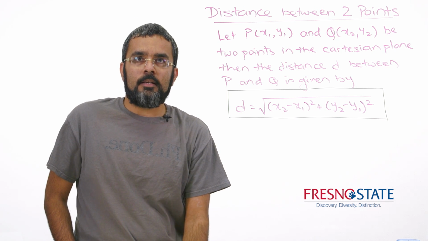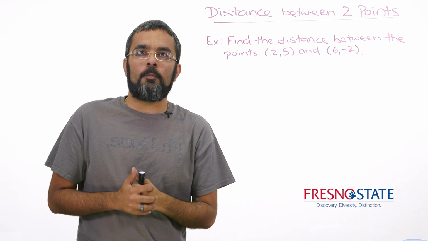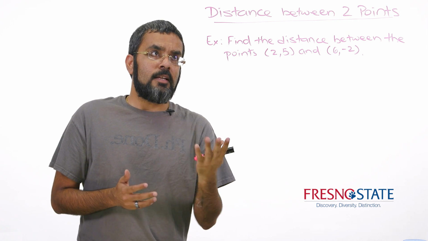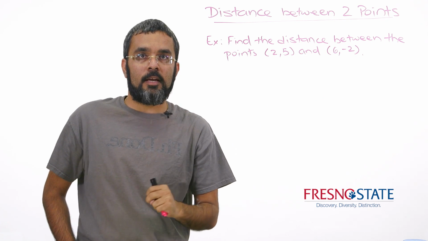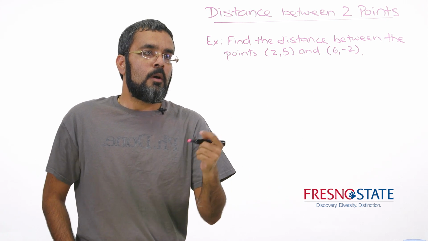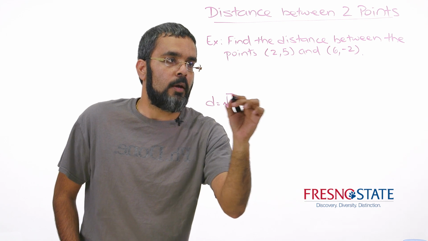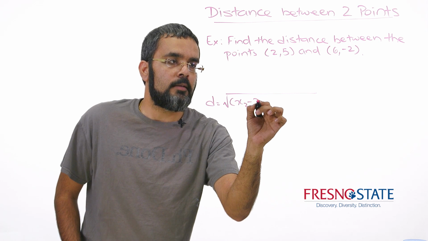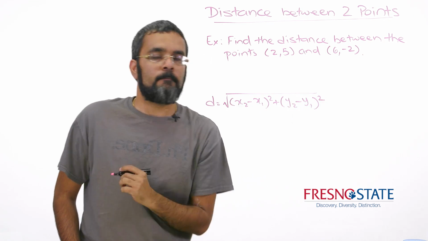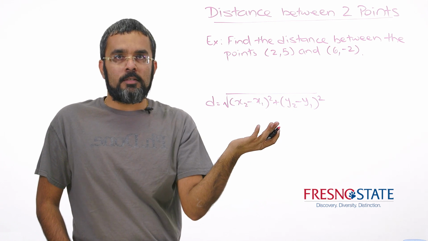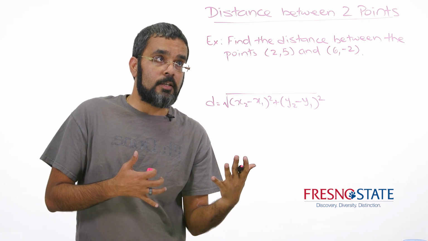Now let's take a look at how we can apply this formula. We learned the distance formula, so let's see how to apply it. Here's an example. We want to find the distance between 2 points, the point 2, 5 and the point 6, negative 2. How do we find the distance? Well, we know that d, our distance, is the square root of (x2 minus x1) squared plus (y2 minus y1) squared. Pick one of these points as x1, y1 and one as x2, y2. It doesn't matter which point is which.